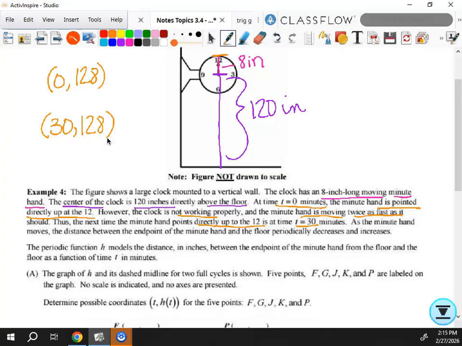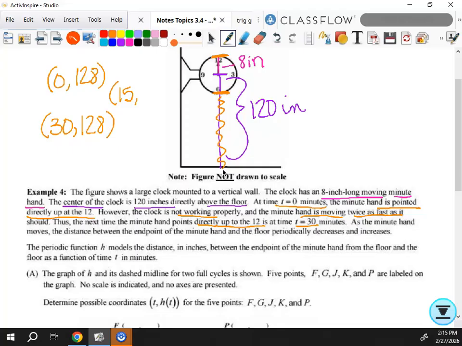Everybody okay with that? So then another easy point, and then it goes on to say, as the minute hand moves, the distance between the end point of the minute hand and the floor periodically decreases and increases, right? And if I know that here I am at 0, here I am at 30, well then this is halfway around. That would happen at 15. And what would this distance be?